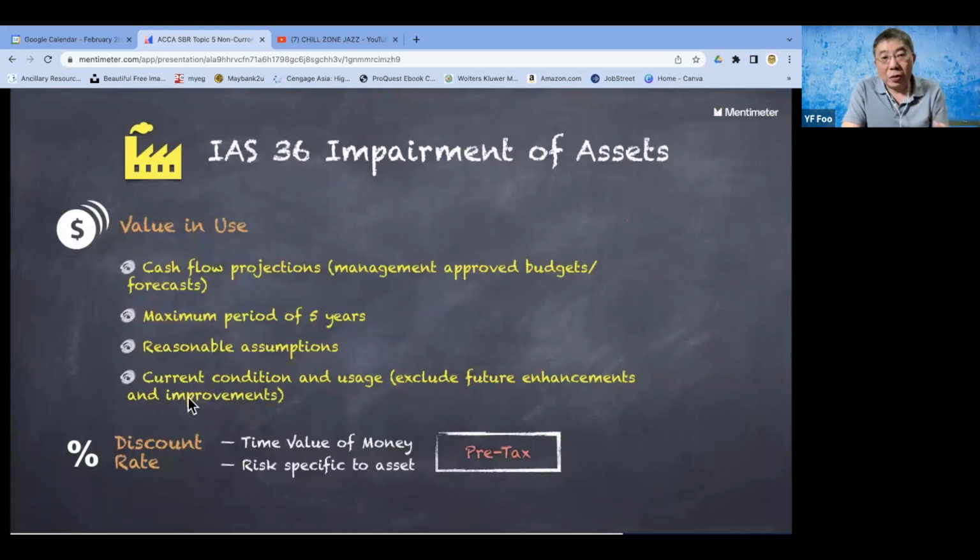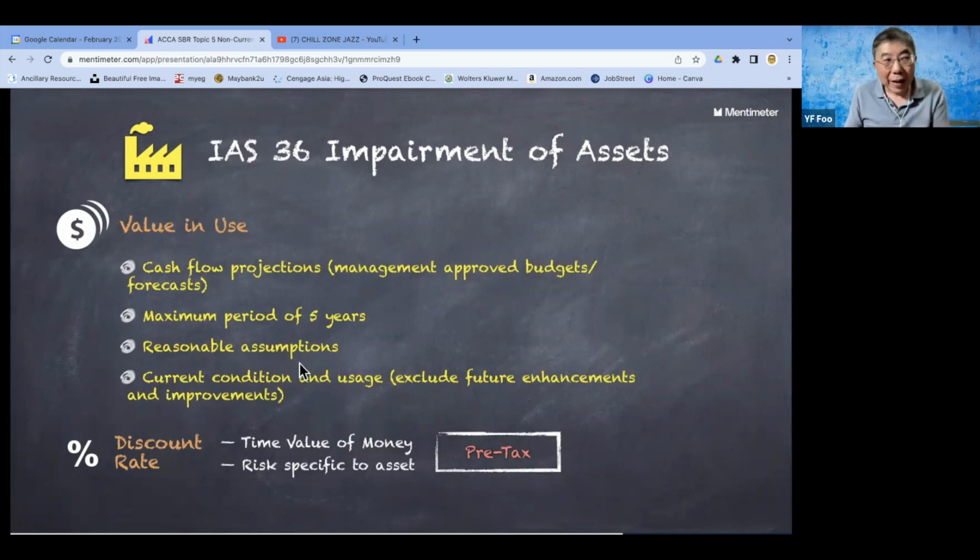And when you project, you must project based on the current condition and usage of that asset. The asset as it stands at the reporting date. How much can you use it for? You're not going to talk about things like changing the engine or enhancing or overhauling it. You cannot talk about that anymore, because overhauling is something in the future, and we will do that impairment when you have an overhaul. So it must be based on the condition of that asset as it is now at the reporting date.